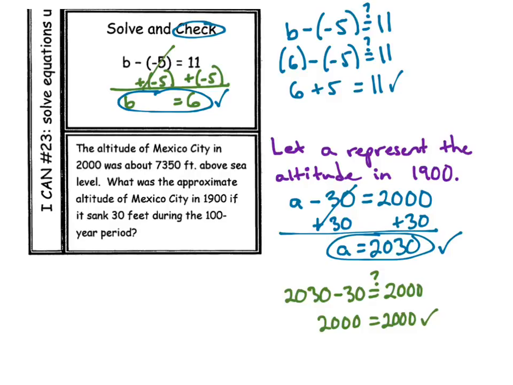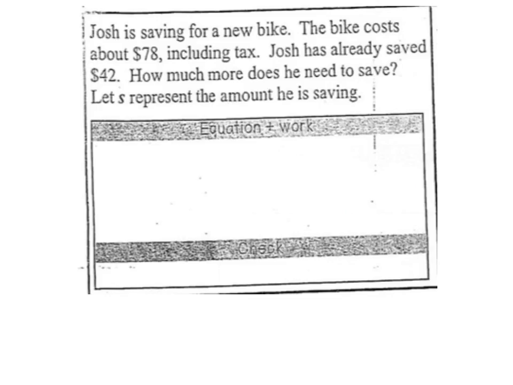Okay, I want to go through one homework problem with you. It's on the second page of your homework. Yes, you have a front and back. Here we go. Josh is saving for a new bike. The bike costs about $78, including tax. Josh has already saved $42. How much more does he need to save?